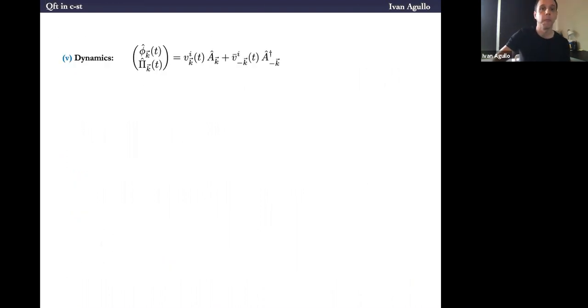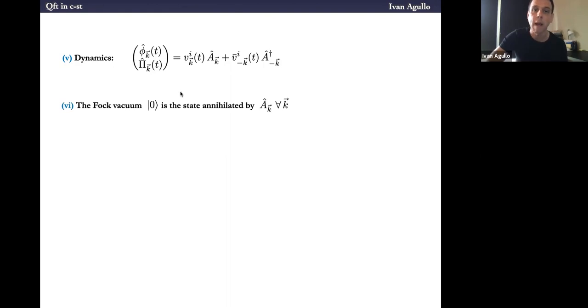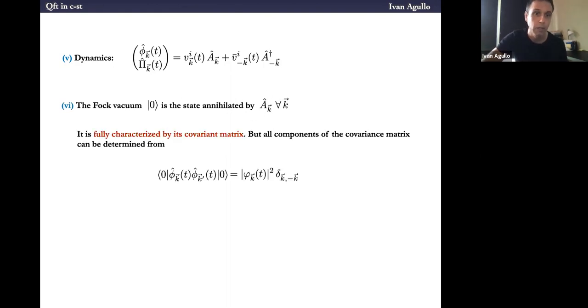Very good. Okay, dynamics. Again, just replace the basis modes by the time evolution. Take the solution to the classical equations of motion that I wrote before with initial data given by the basis modes. At this point, we can focus on the field only because the momentum is just the time derivative of the field if it is time dependent. So we can work with solutions. The Fock vacuum is the state annihilated by all the annihilation operators as before.